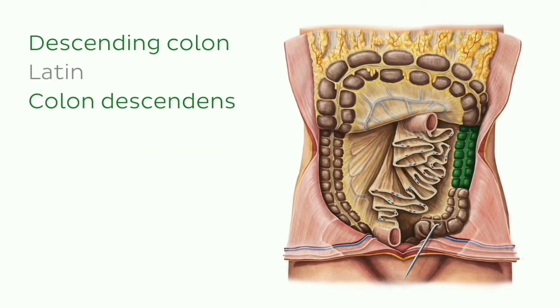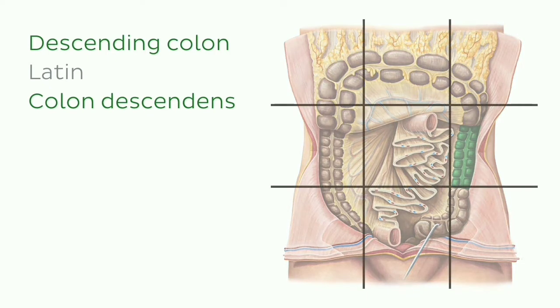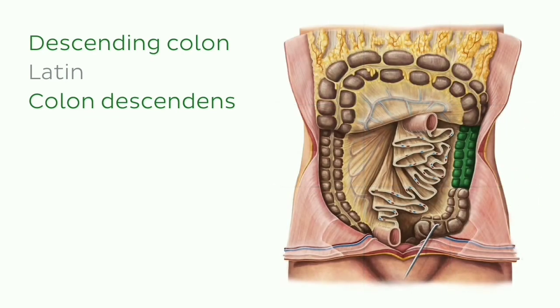Again, we've reflected the omentum upwards so that we can see the descending colon, which is the fourth part of the large intestine, and it descends from the left upper quadrant of the abdomen to the left lower quadrant. And note that the large intestine consists of 5 parts, and the fifth part is known as the sigmoid colon, which we can see here.